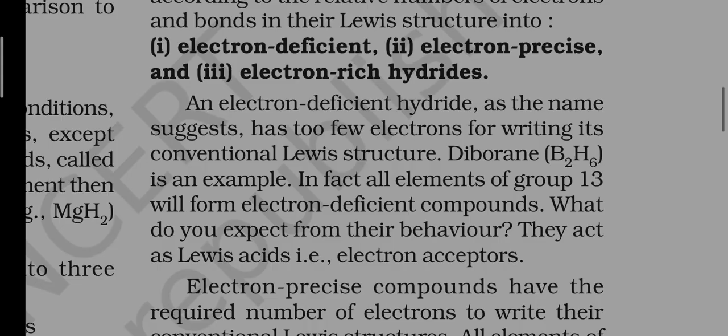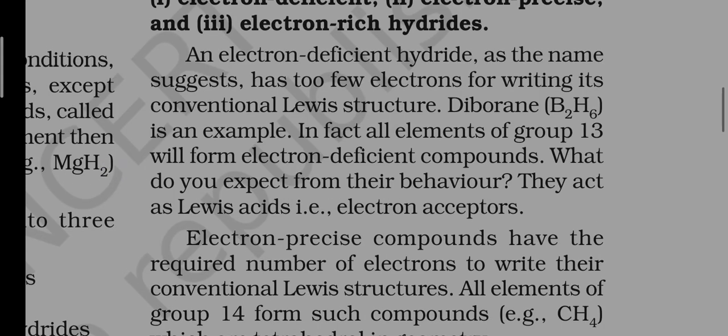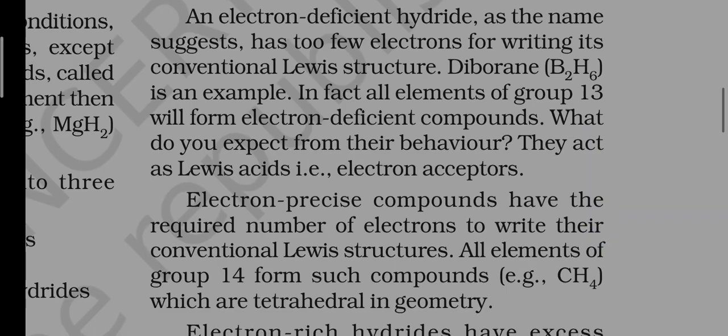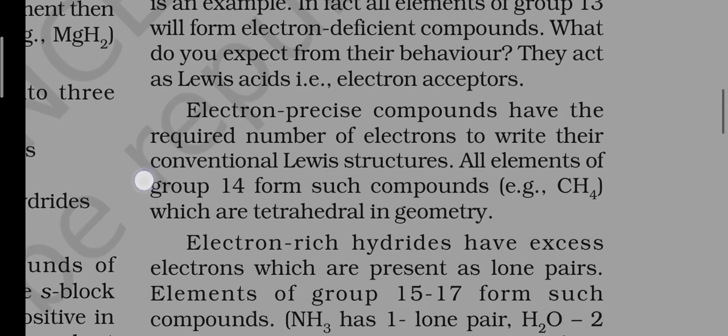An electron deficient hydride, as the name suggests, has too few electrons for writing its conventional Lewis structure. Diborane B2H6 is an example. In fact, all elements of group 13 will form electron deficient compounds. What do you expect from their behavior? They act as Lewis acid, that is electron acceptor.